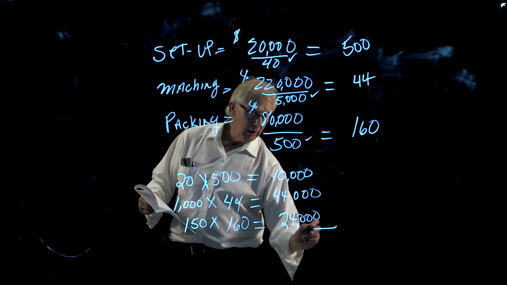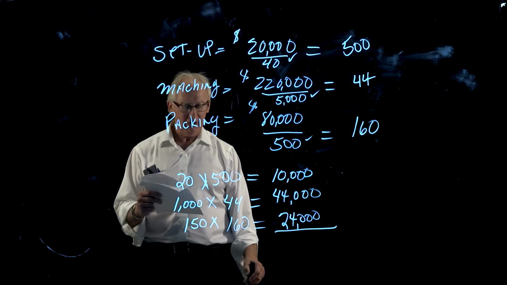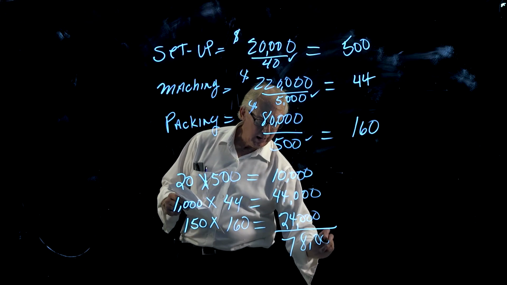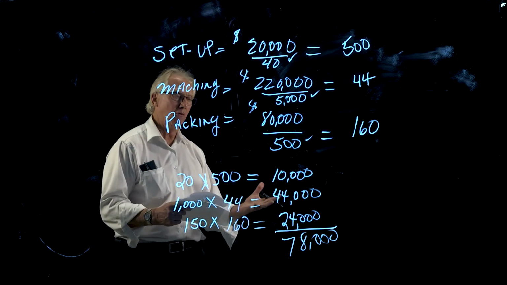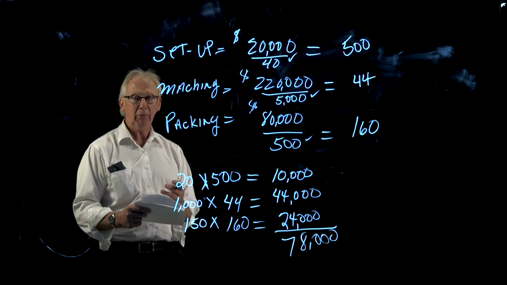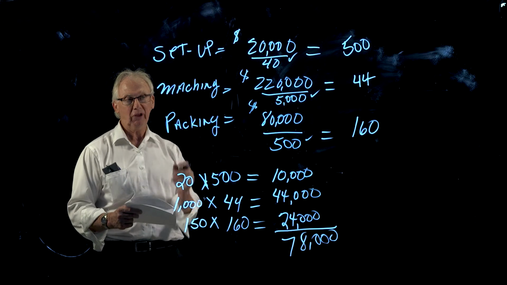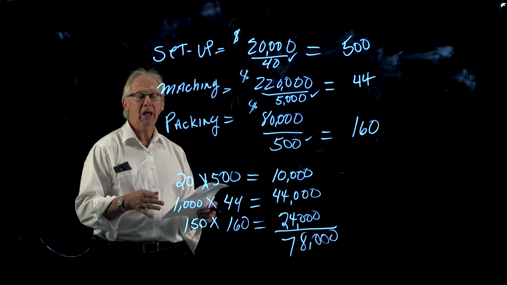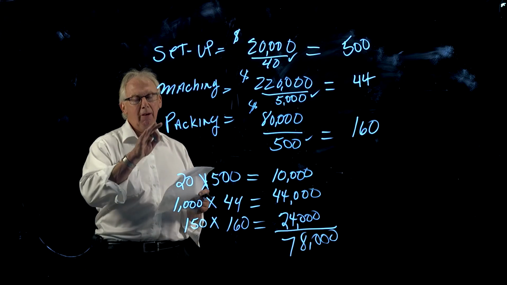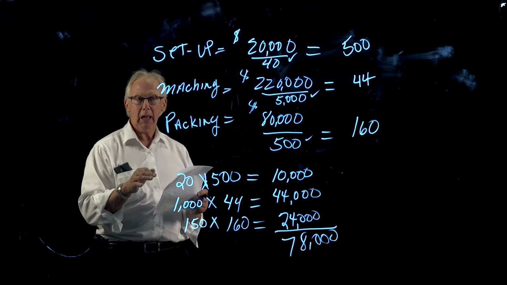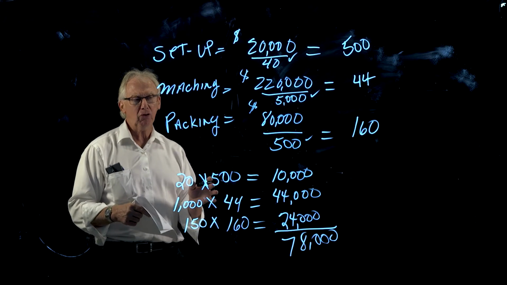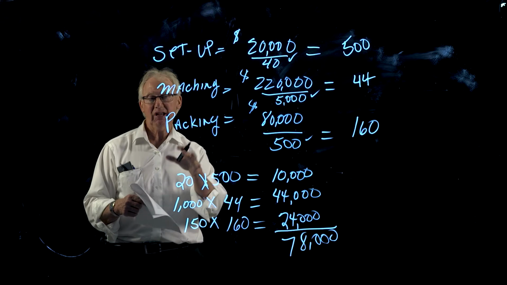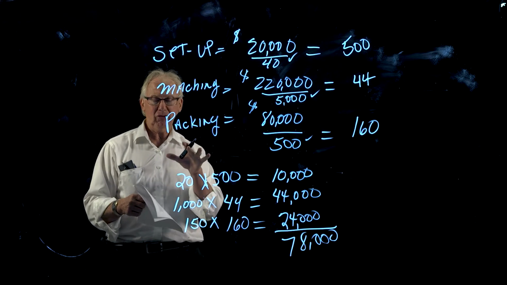Okay, so let's add all three of those overhead costs up, and we come up with $78,000, the total overhead that would be allocated to product A1 using activity-based costing. Now again, I want to emphasize, really it's about multiple rates, and you pretty much can associate the driver with the actual activity.